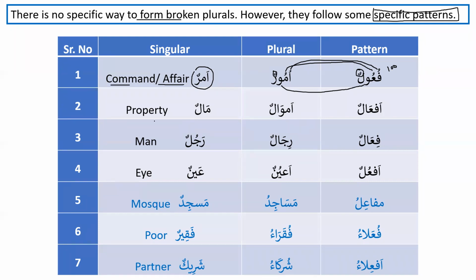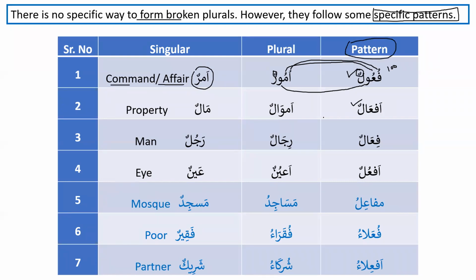Then we have malun, property, and the plural is amwalun, like tiflun, atfalun, and there are many nouns that come on this pattern. Malun, amwalun. So here the pattern is different. The pattern is called af'alun. As I said, we need to memorize these patterns as they are very important.